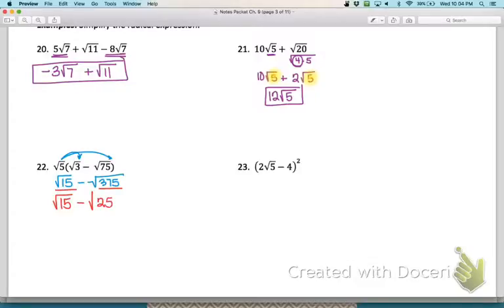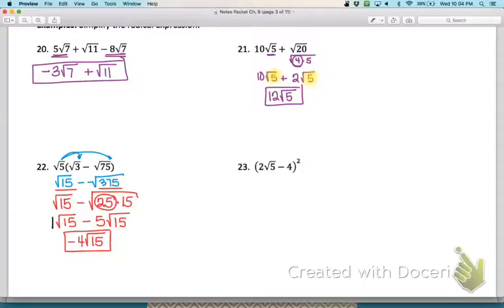This is 25 times 15. So 25 is our perfect square. We get the square root of 15 minus 5 square root 15. And don't forget, just like with anything else, this is a 1 square root of 15. So now, because they're both square roots of 15, I can combine, and we get negative 4 square root of 15.